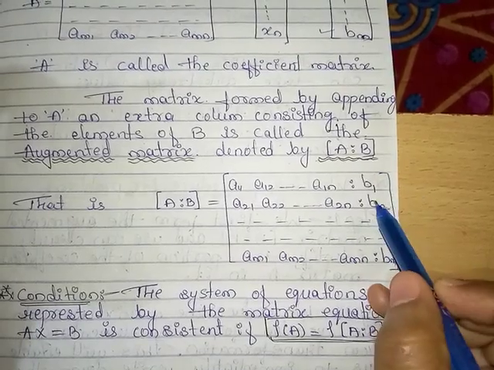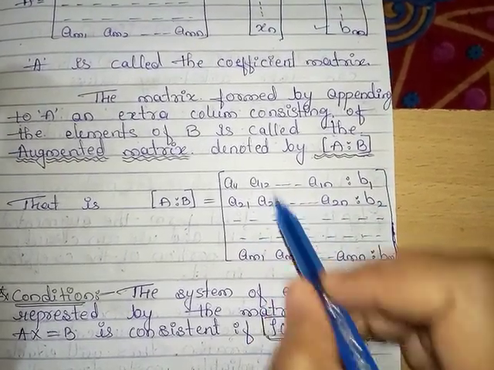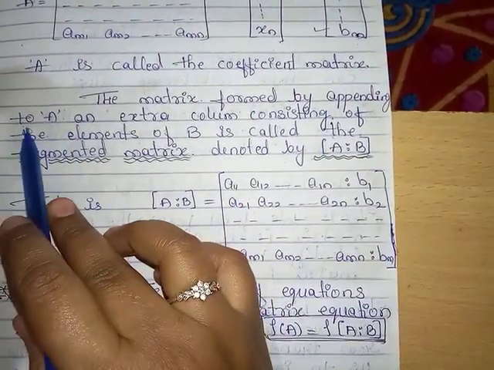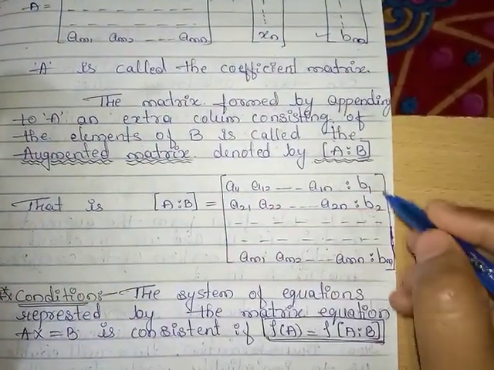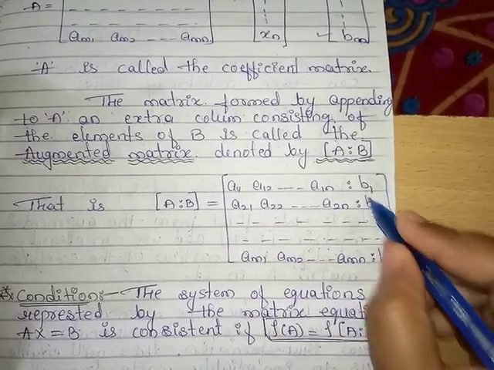Here we have to form an augmented matrix, formed by appending to matrix A an extra column consisting of the elements of B. This is the augmented matrix.